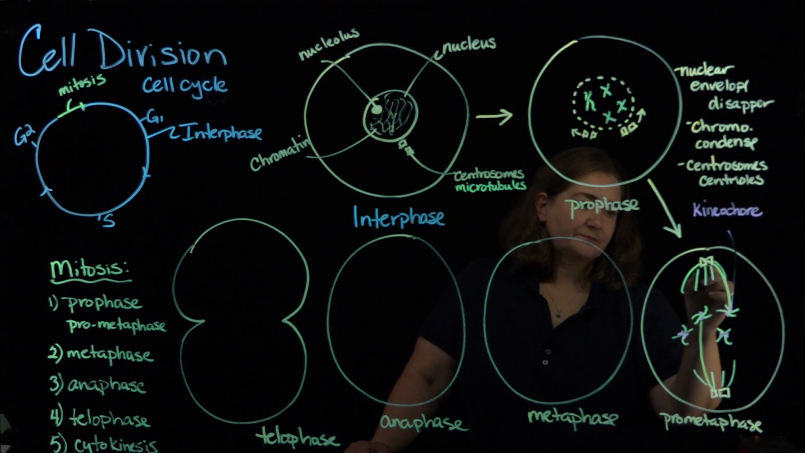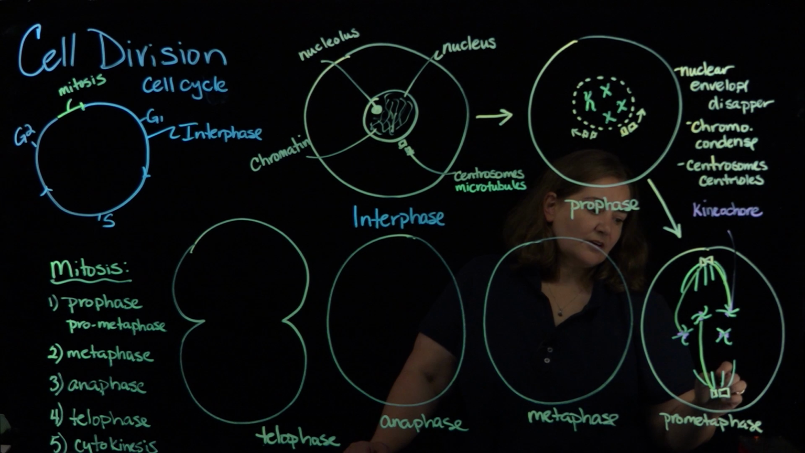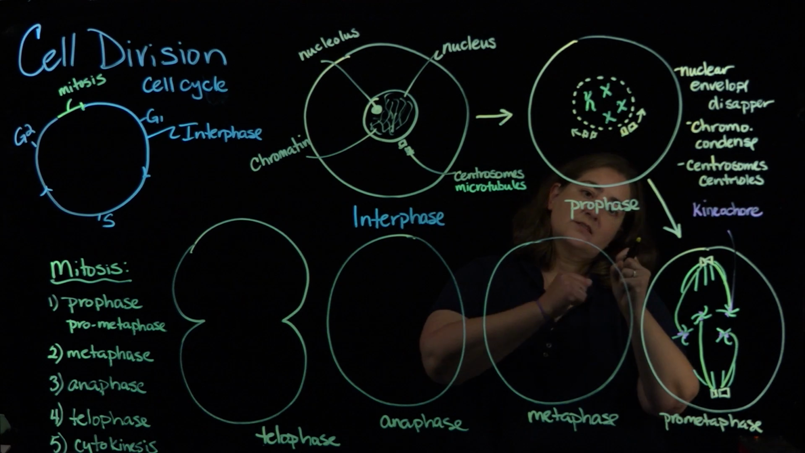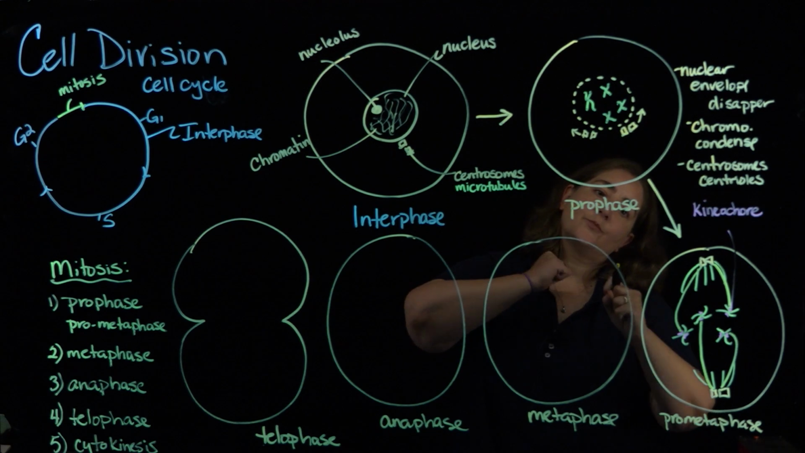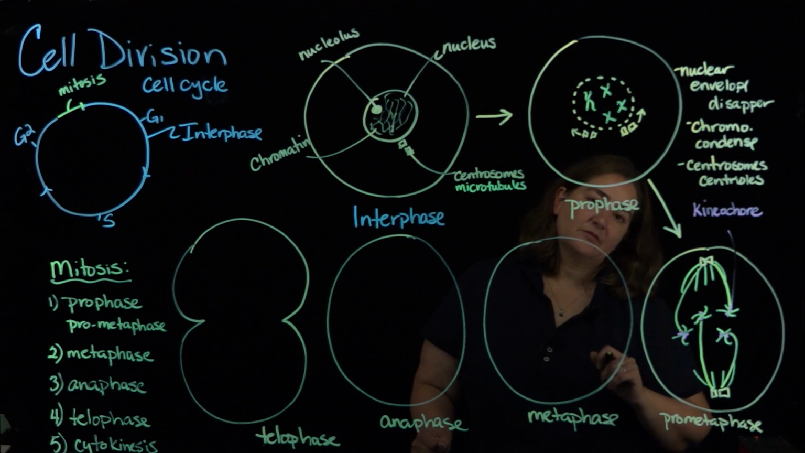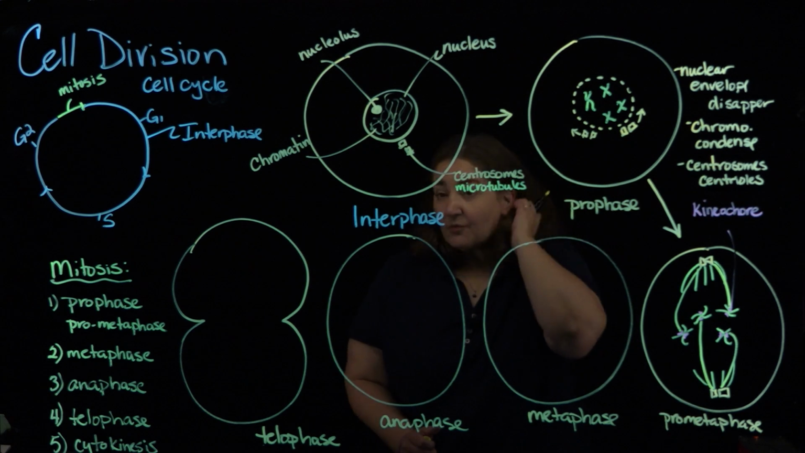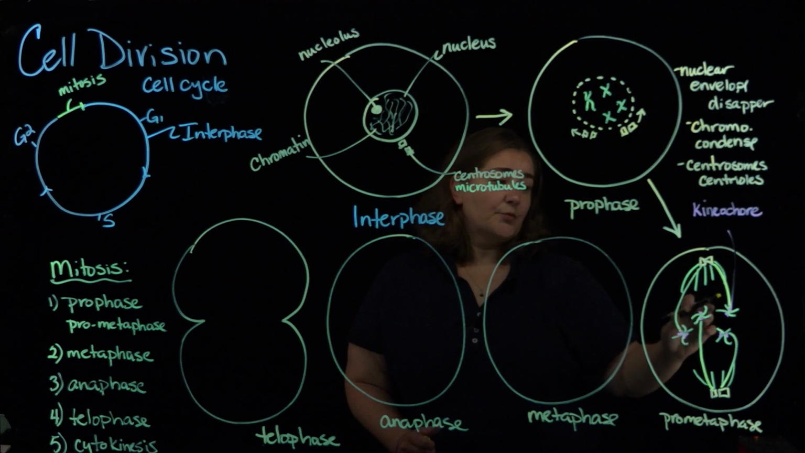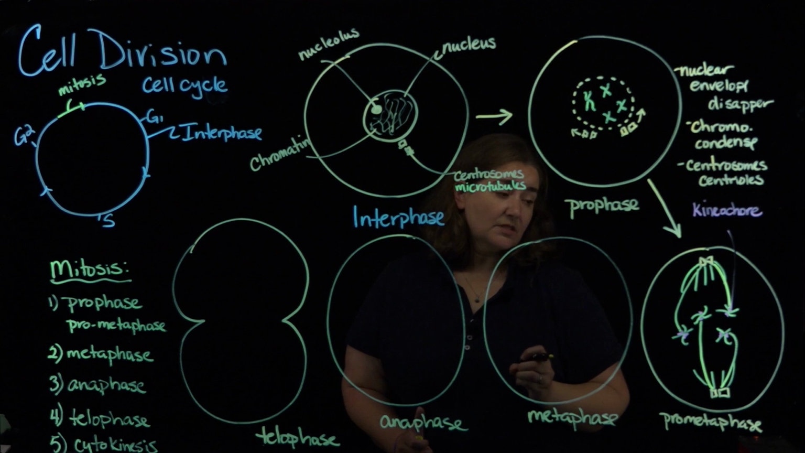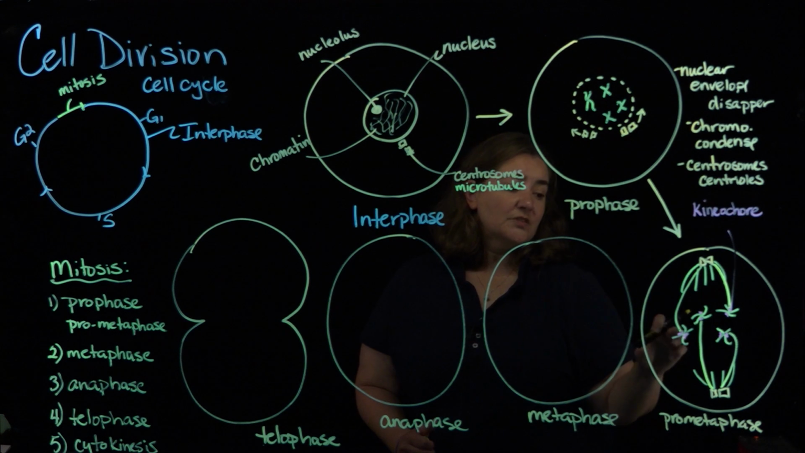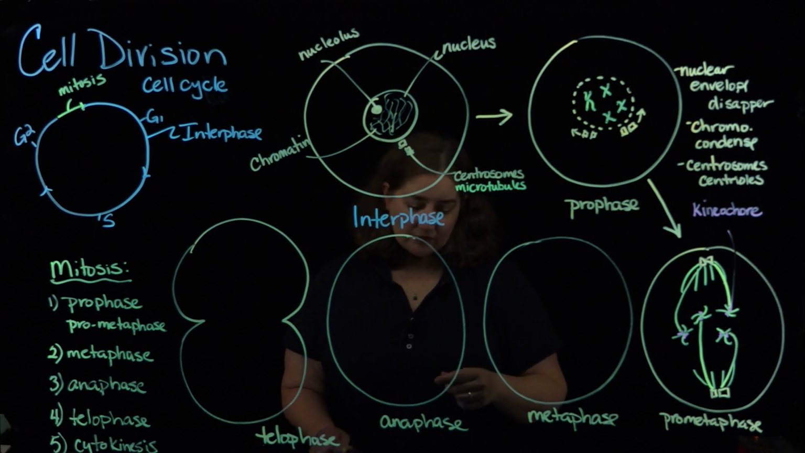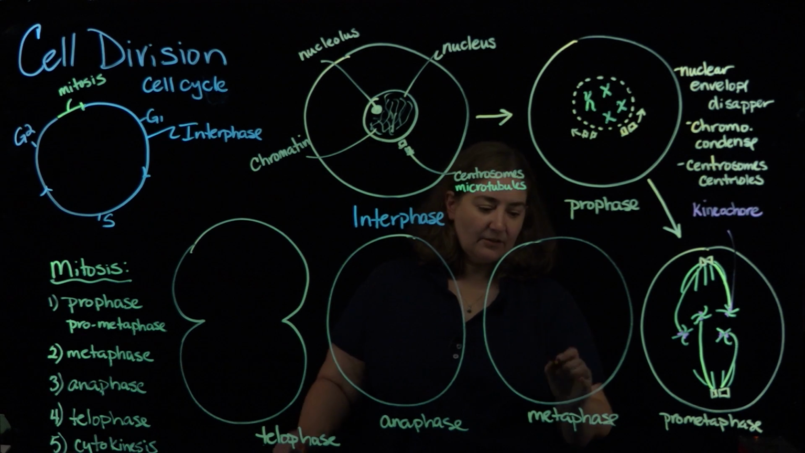Those microtubules are going to attach to the kinetochore. And in prometaphase, those microtubules are kind of going back and forth to get those chromosomes lined up in the middle of the cell. So with prometaphase, we completely lose the nuclear envelope. Our centrioles are at opposite poles or opposite ends of the cell. We can see our chromosomes. The microtubules start to attach to the kinetochore, and we're going to start moving those chromosomes into position.